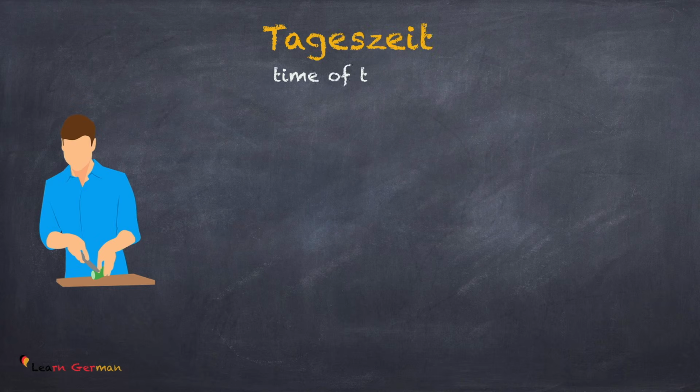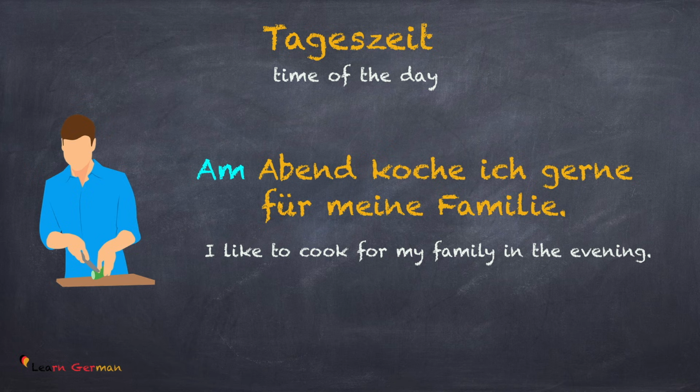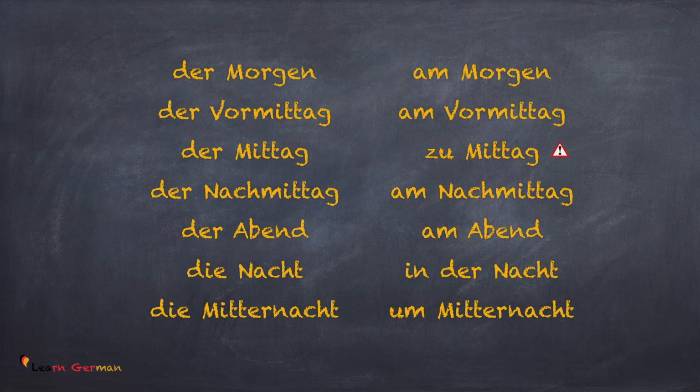Am is also used with Tageszeit. Let's look at an example. Am Abend koche ich gerne für meine Familie. But in this case, there are a few exceptions. For Mittag, you would use the preposition zu: zu Mittag. For night, it's in der Nacht. And for midnight, you use the preposition um: um Mitternacht.